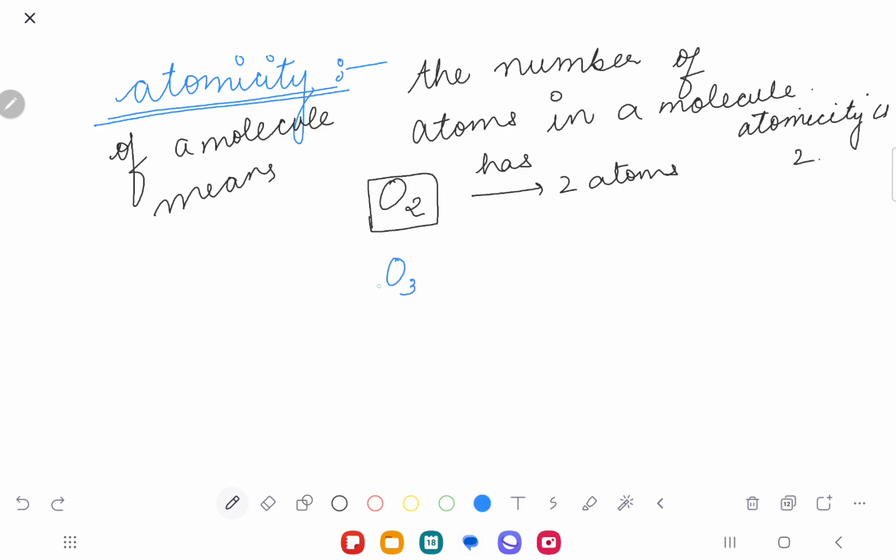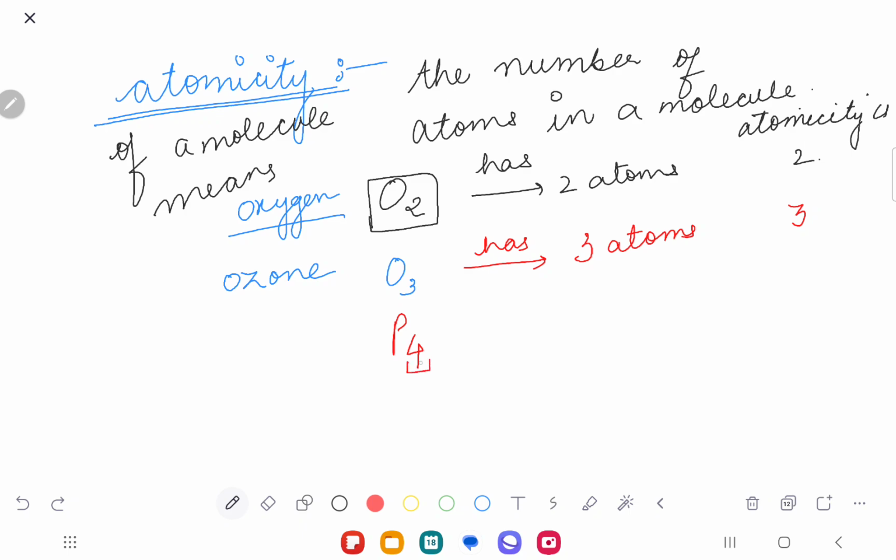I say O3, this is ozone, this is oxygen. So it has 3 atoms. So the atomicity is 3. P4. This phosphorus molecule has 4 atoms. So the atomicity is 4. Do you understand?